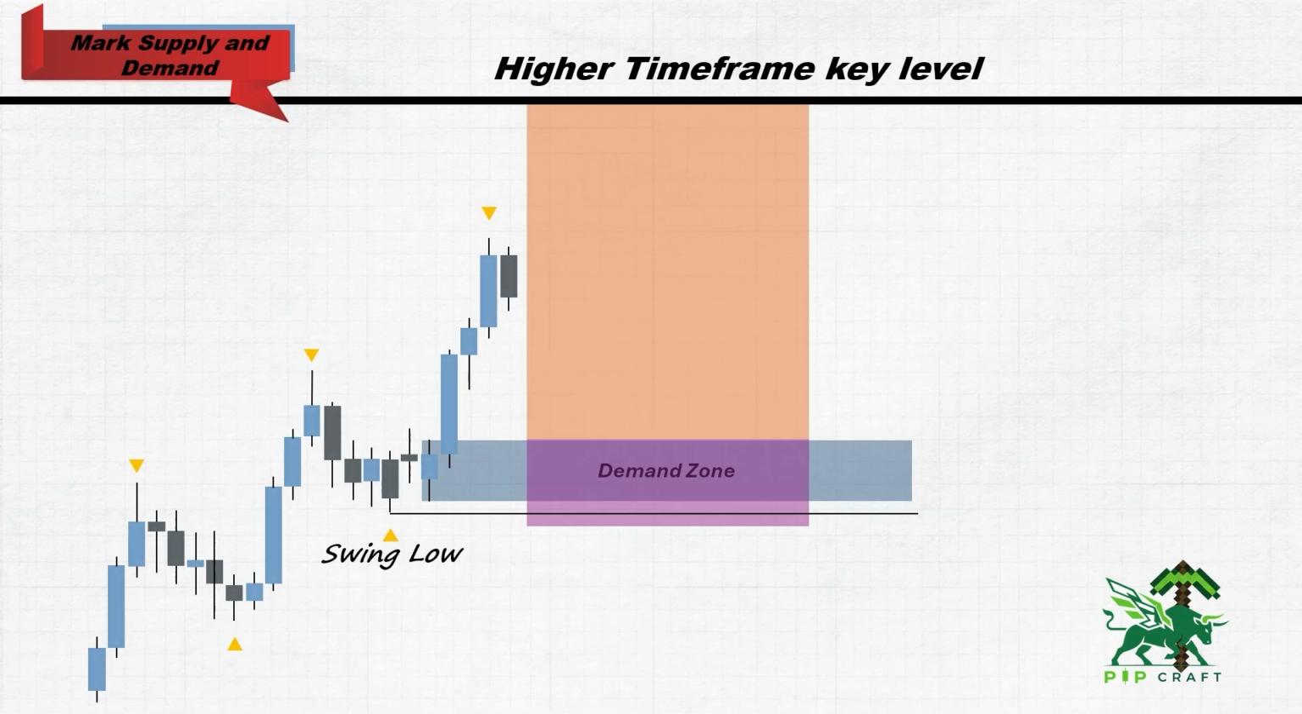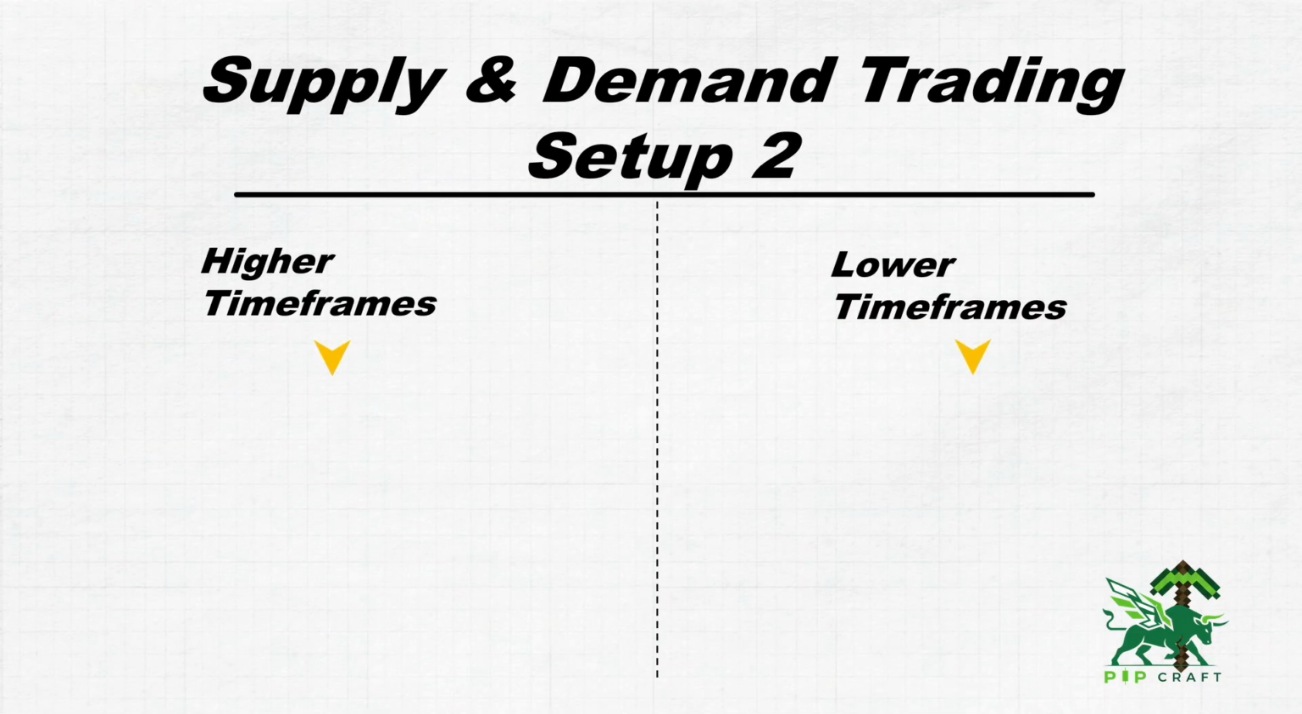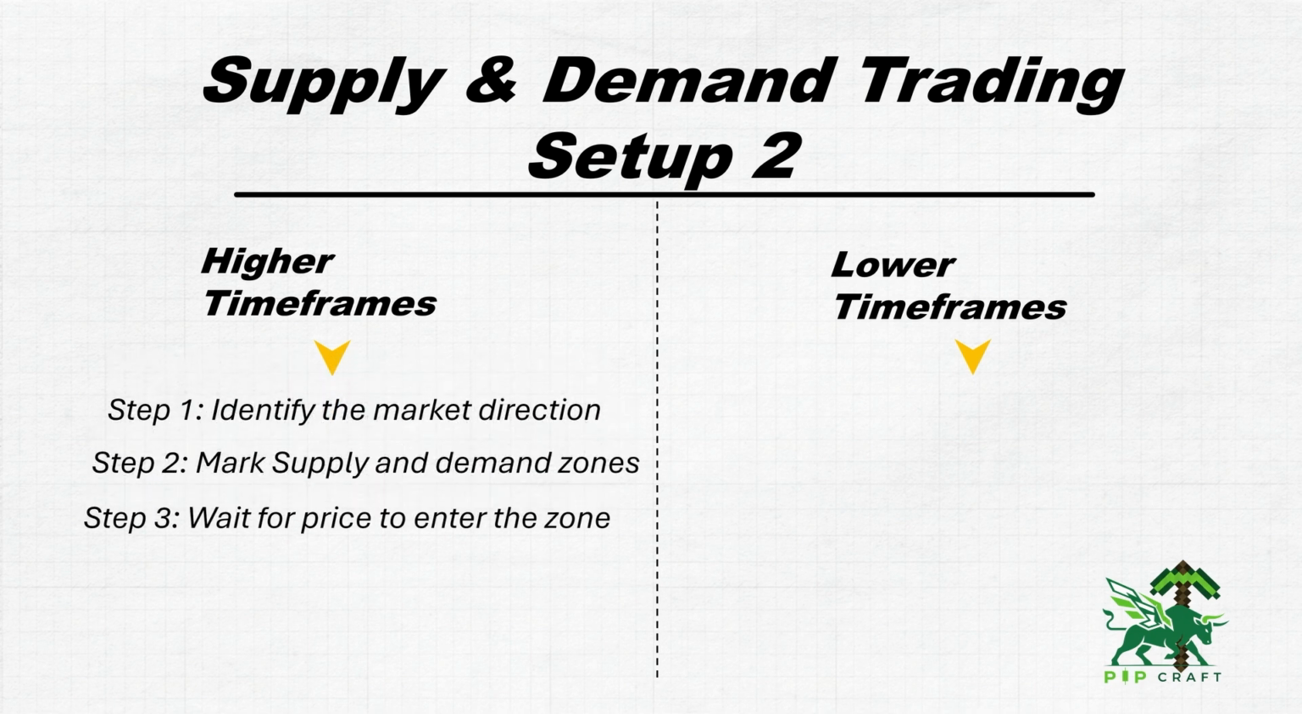Clean, simple, and effective using just one time frame. Now let's take things a step further and look at strategy number 2, where we combine two time frames for even better trade precision. In the higher time frame, we apply the same concepts discussed previously, with only one difference. We zoom into a lower time frame to add confirmation and execute the trade.